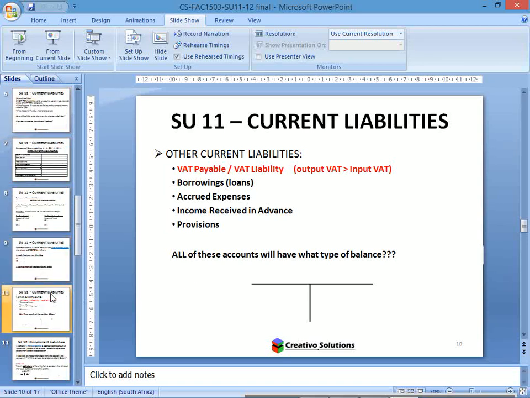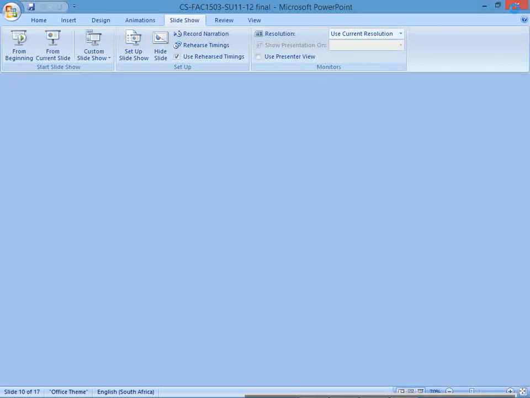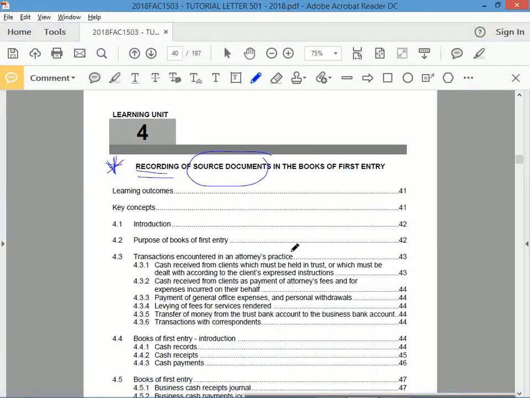Now we've looked at debtors and we've looked at creditors. Now we can look at the journals. So learning unit 4. This is the last bit for today. We're going to use those pages that I handed out. We need to look at the recording of these transactions.